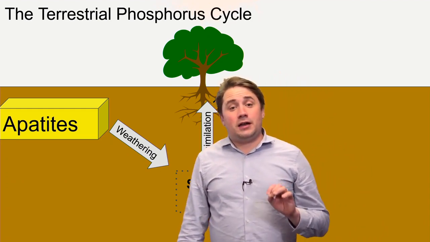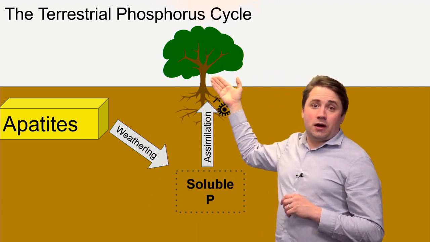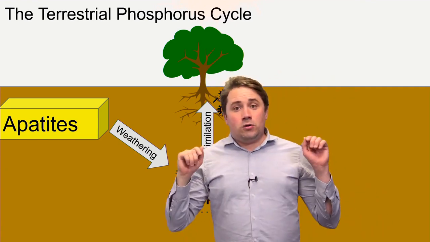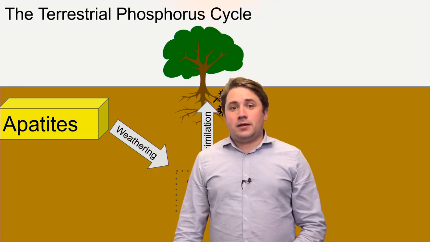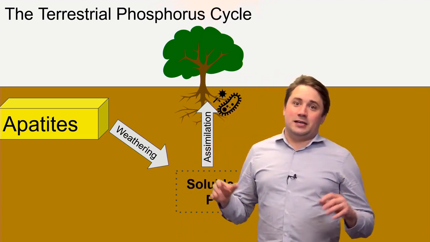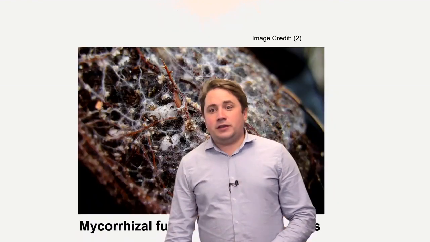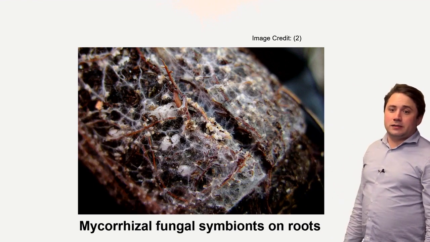They spend a lot of their resources. In the case of plants, they spend a lot of the photosynthate sugars that they produce in their leaves on seeking out phosphorus in the soil. How do they do that? Well, there are a lot of mechanisms that plants have evolved to seek out phosphorus. But one of the most important ones is these fungal symbionts called mycorrhizal fungal symbionts.